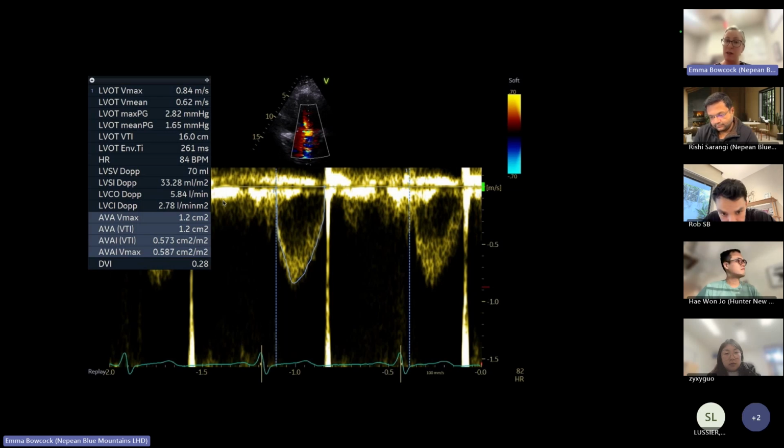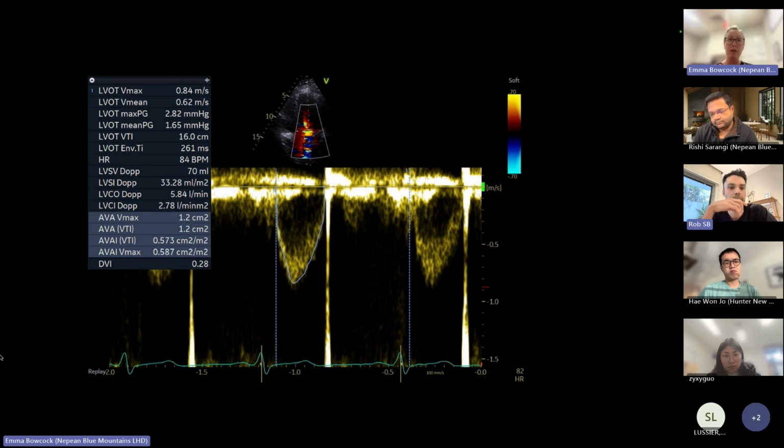And so I wondered, could this be almost like a paradoxical low flow, low gradient? Because she's got a normal EF, but her stroke volume index, which is a key parameter to look at, isn't it, is 34, slightly less than 34. So she's almost on the cusp of being a low flow.